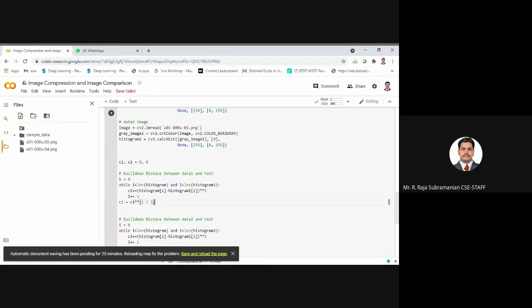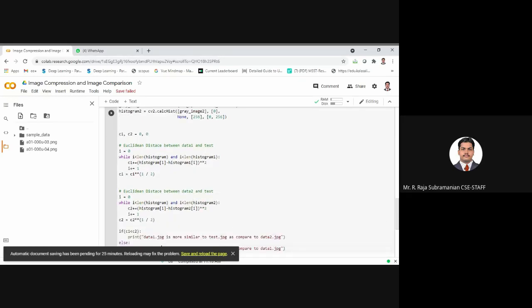Once I add everything, I need to square. That is x2 minus x1 the whole square plus y2 minus y1 the whole square. Like that, you add everything. Finally, you have to take the whole square root. So that is what is given here. Here the square is happening and here the square root is happening for the entire sum. After adding everything, finally I was taking the whole square root. Similarly, I have to do it for data 2 also. For data 2 also, I'll be getting how many are matching. So C1 and C2 I'll be getting.